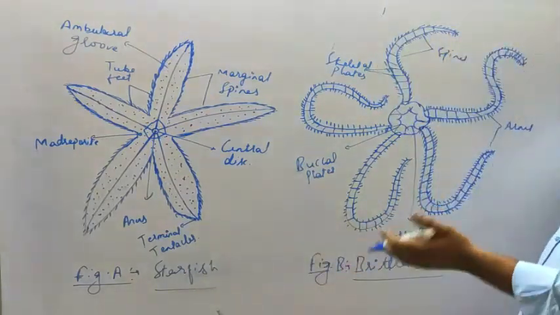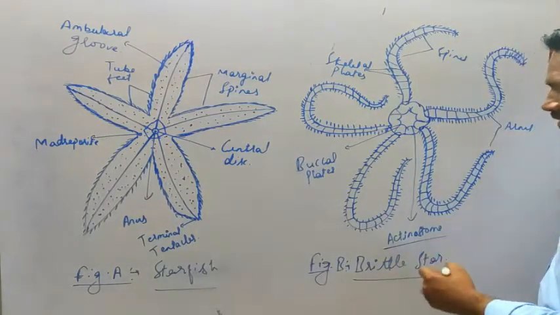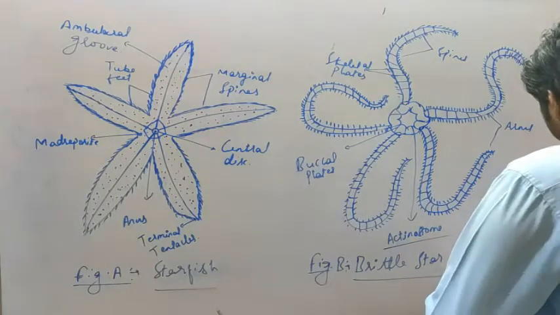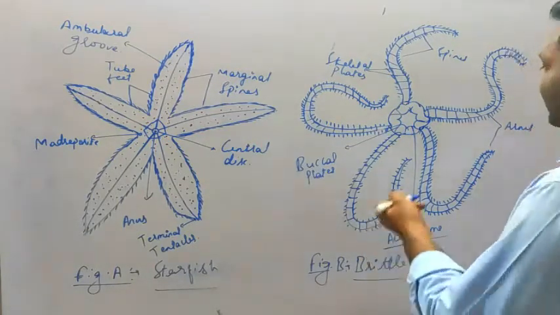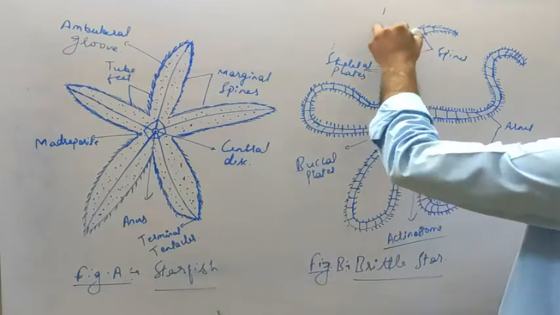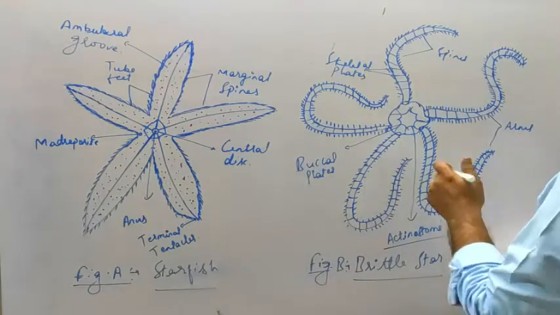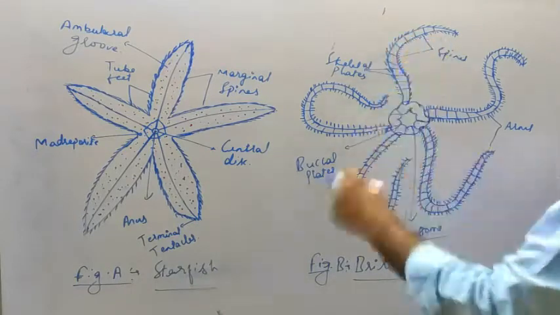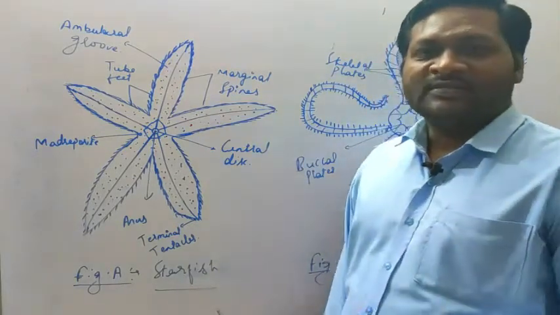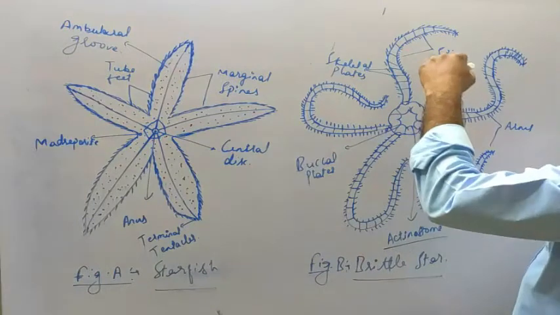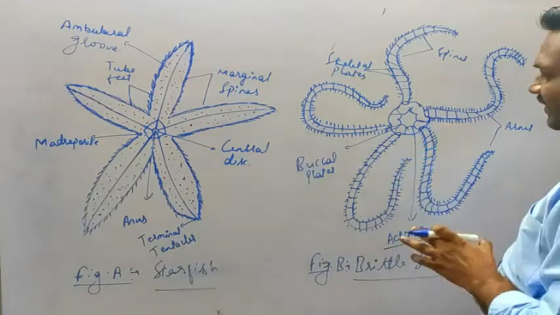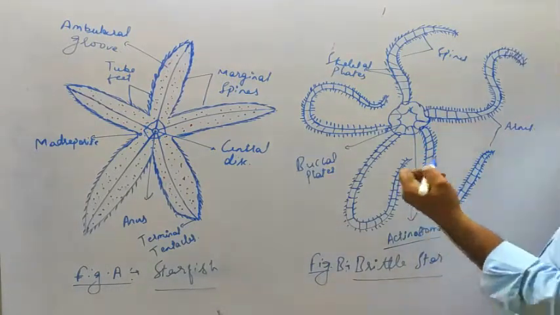Some other examples under Echinoderms are the brittle star. Apart from the brittle star, we have the feather star as well. Instead of the spines you can see on these, there will be a formation of feather-like structures. Birds have feathers, right? So such feathers are present over here. Such an arrangement is seen in the brittle star as well as the feather star.